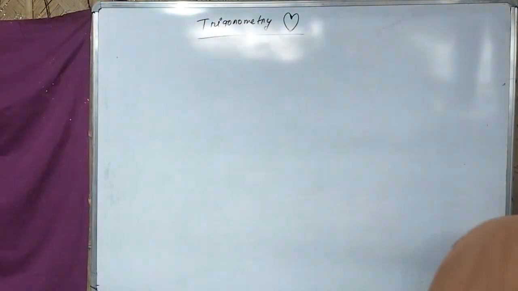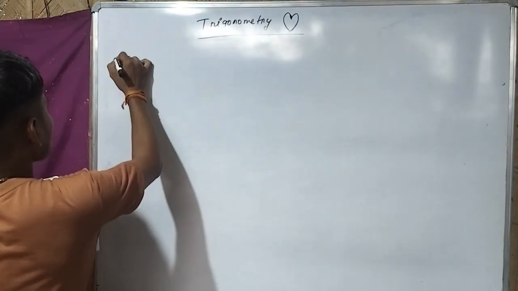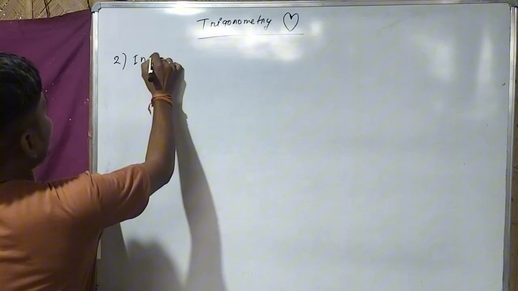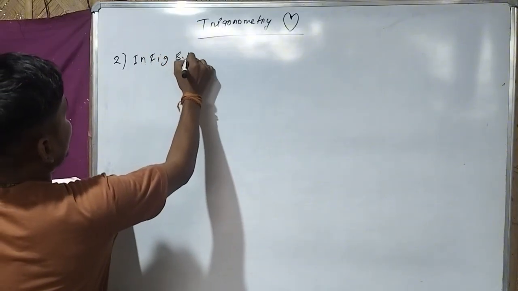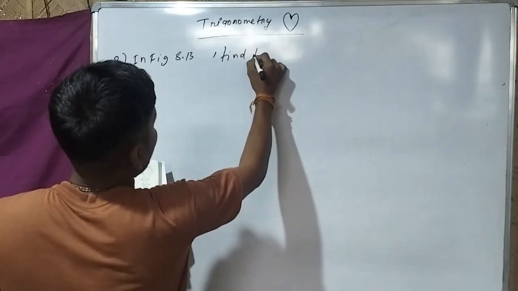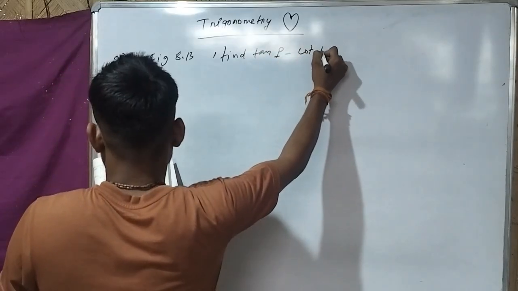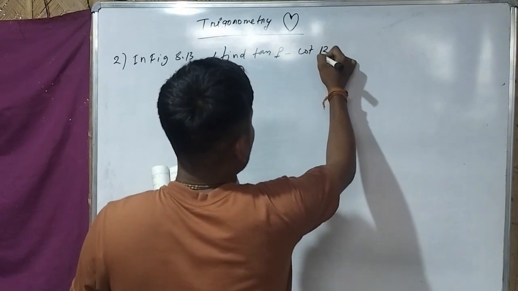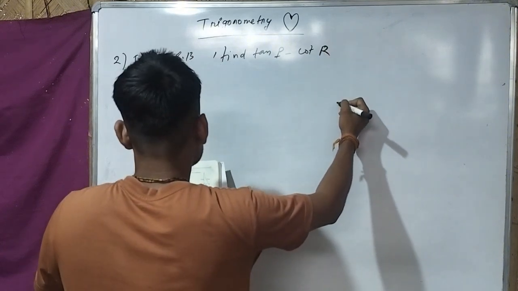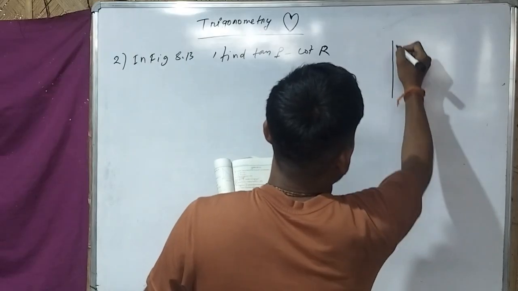Now question number 2. What is given in figure 8.13? In figure 8.13, what is given? Find 10 P minus what R. See, this is a very important question, because in this question your concept will become more clear.